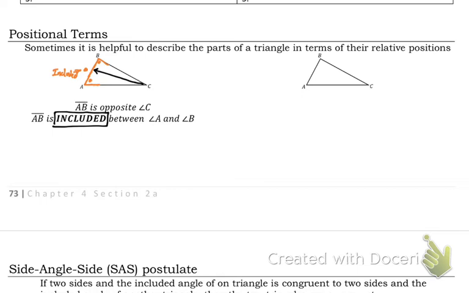This can work for angles too. I'm going to say angle B is included between. Now, an angle is going to be included between two sides. So two sides form an angle, just like two angles would form that side.